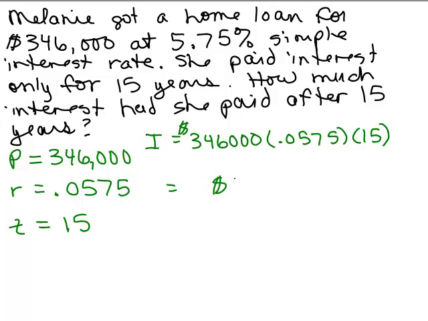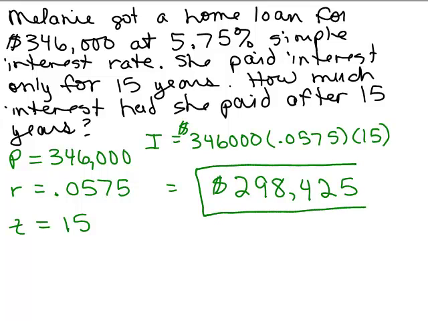All right, when I did it, I got 298,425. No rounding, it was actually that much money. Woo! A lot of money in interest. So you could see that it doesn't take long to double what you pay for a house, right? So she bought it for 346,000. The interest alone after 15 years is this. So that's about 300,000, right? So after 30 years, you're paying about 600,000, way more than the house cost if you weren't making payments all the way along.